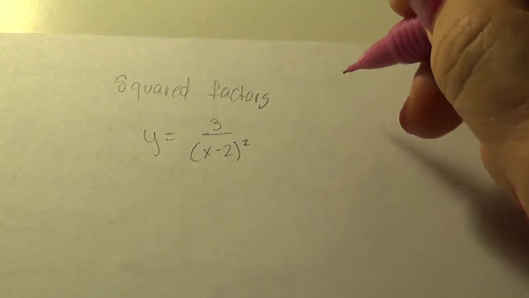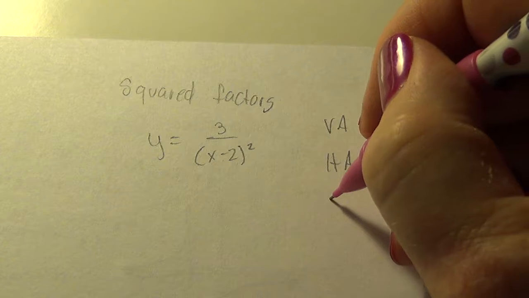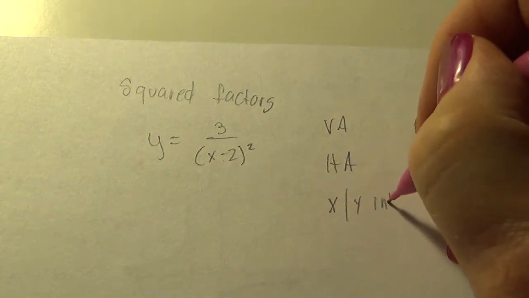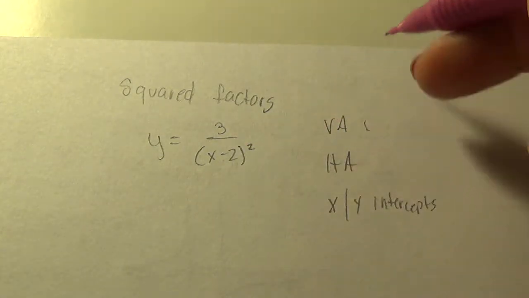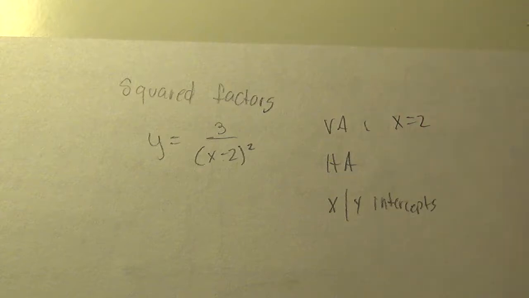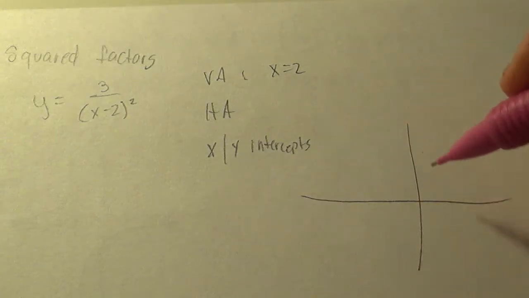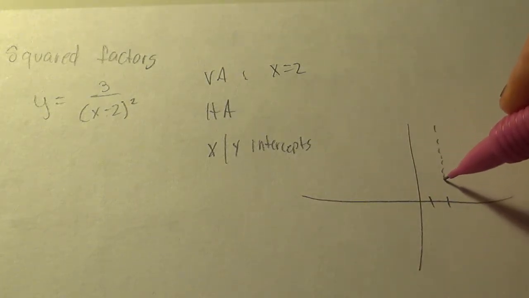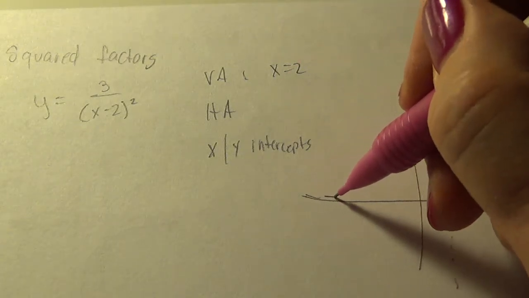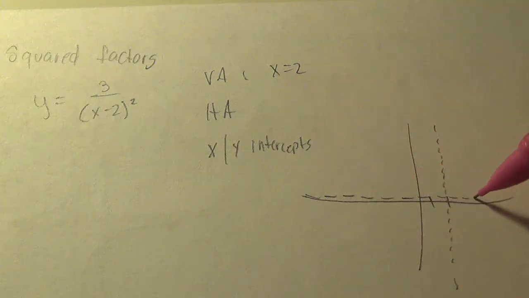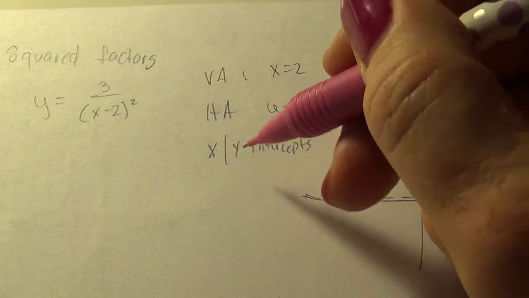Alright, so let's do A, B, x and y intercepts. Alright, what causes the denominator to be 0? X equals 2. Alright, I think that's exactly what we saw on the first example. I'll turn the paper over and check that in a minute. And then the horizontal one is always y equals 0, which is the x-axis.